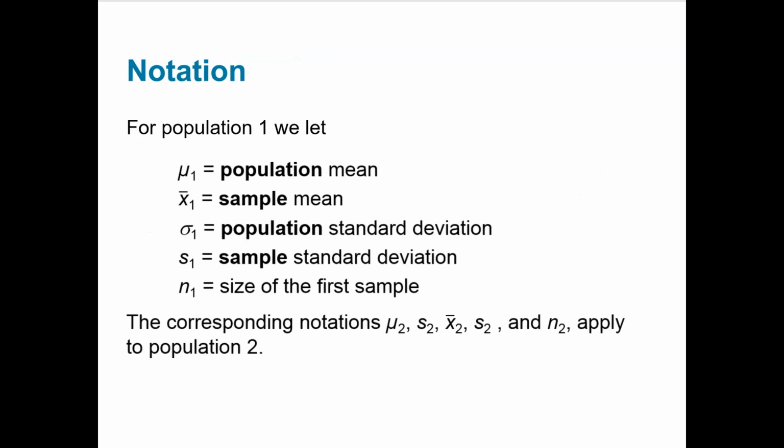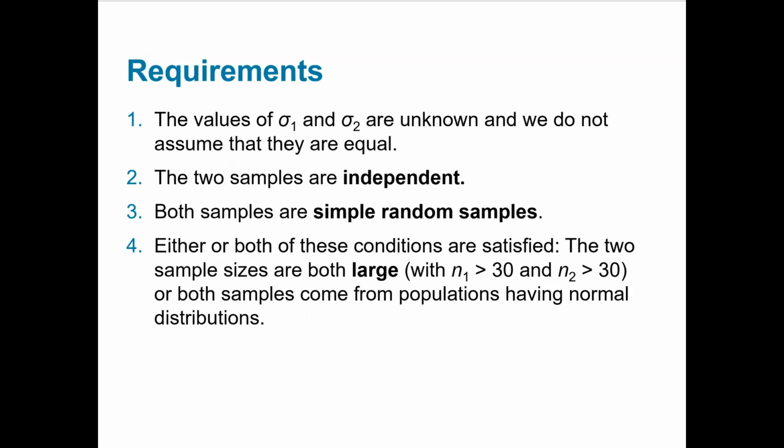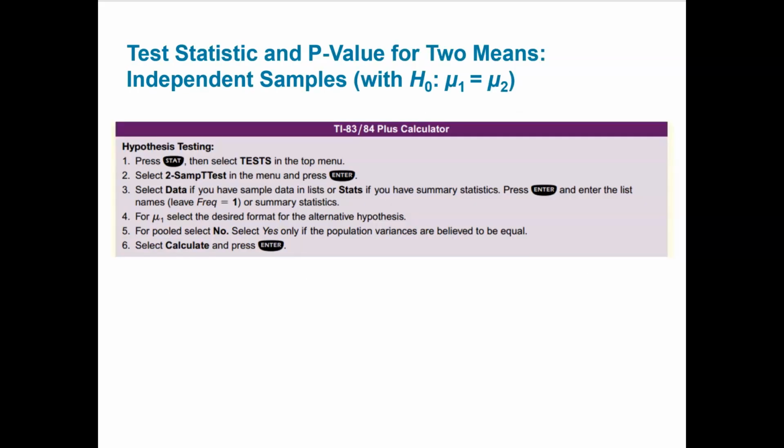Here is the notation we'll be using, and because we're dealing with two different populations, we're going to have sub 1 and sub 2. We need sigmas to be unknown, the samples to be independent, simple random, and that they are either both larger than 30, or normally distributed. We'll be using the calculator to get the test statistic and the p-value when the null hypothesis has the means equal to each other.